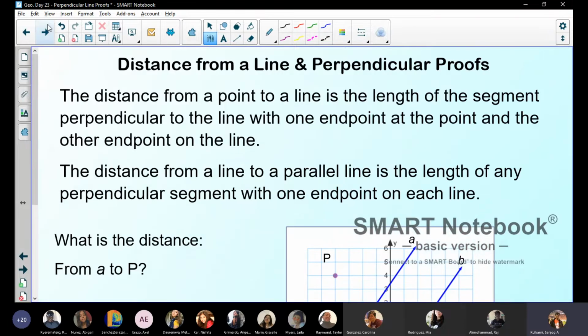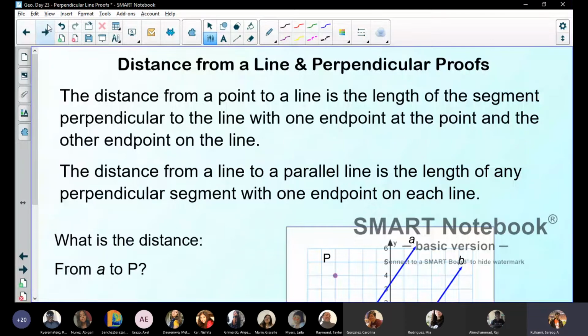Well, coming to today's section, distance from a line and perpendicular proof. If you want to find the distance between a point and the line, you'll have to drop a perpendicular and then find the distance. Okay, let's read this slide. The distance from a point to a line is the length of the segment perpendicular to the line with one endpoint at the point and the other endpoint on the line.